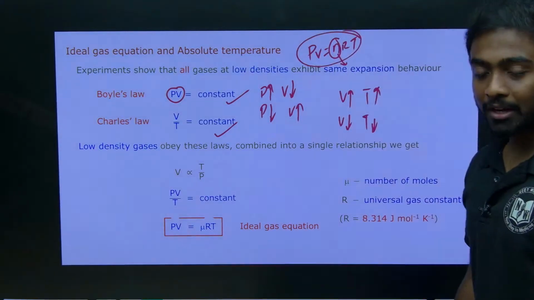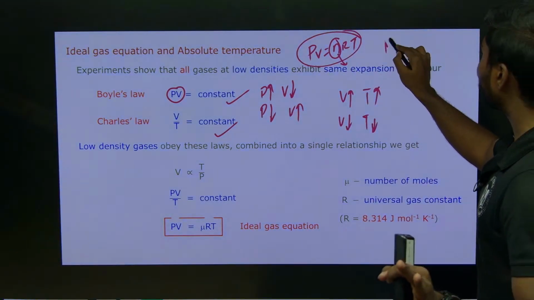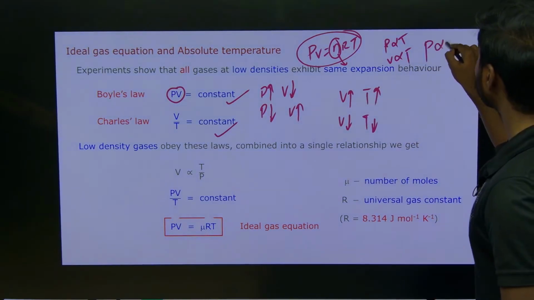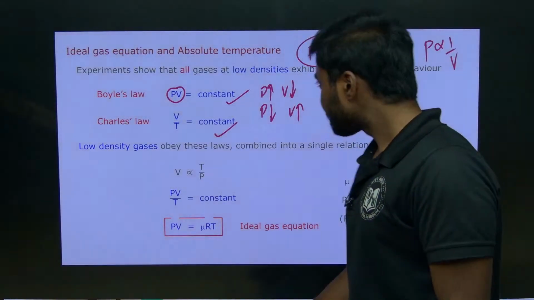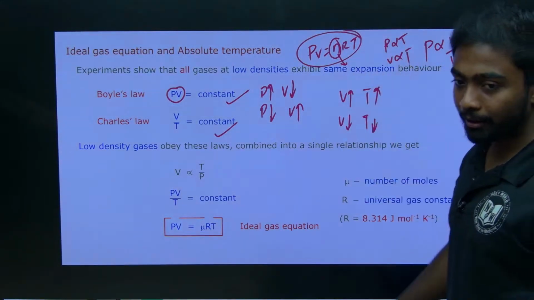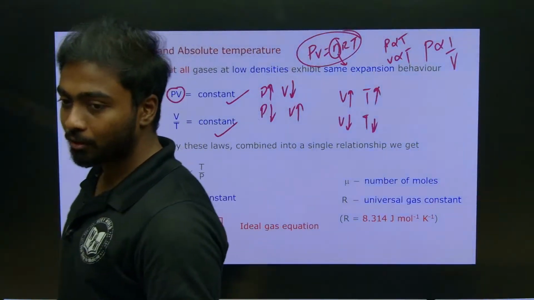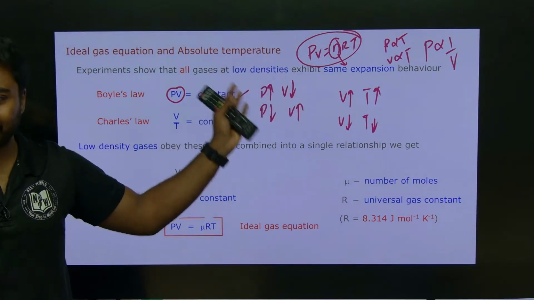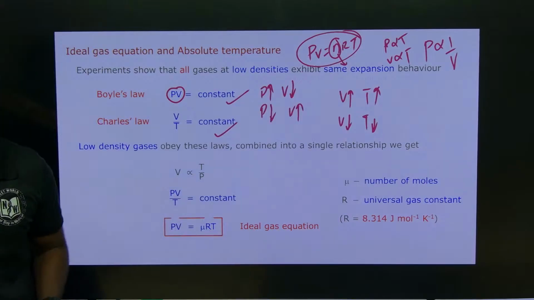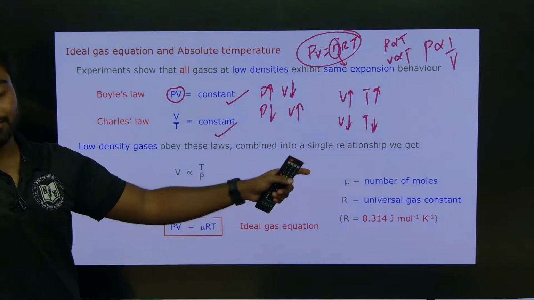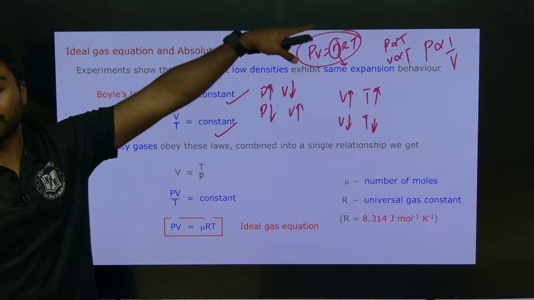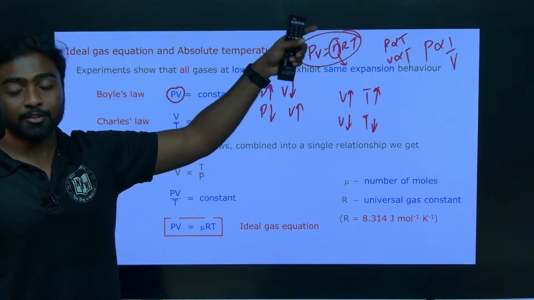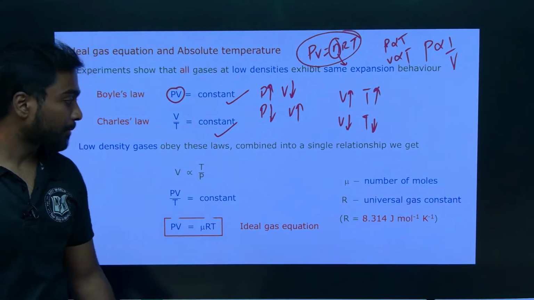Use this equation whenever you are getting a question. P is directly proportional to T, V is directly proportional to T, whereas P is inversely proportional to V. Pressure increases, temperature also increases; pressure decreases, temperature also decreases. Similarly for volume, if temperature increases, volume increases, and if volume decreases, temperature also decreases. It is vice versa for the other: if pressure increases, volume decreases, whereas if volume increases, pressure decreases. Take a note of this.